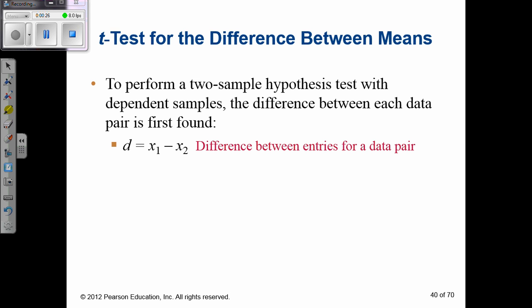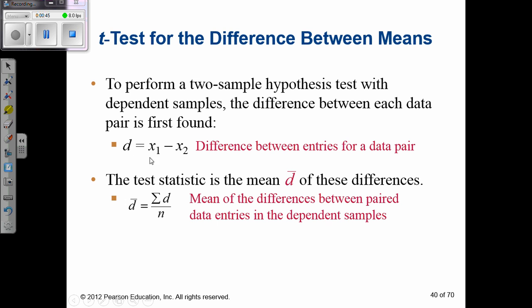To perform a two-sample hypothesis test for paired samples, we'll be looking at the differences between each data pair. So we're going to find the difference, sample 1 minus sample 2, for each data pair. And we calculate these differences. From that, we're going to add up these individual differences, divide by the number of pairs, and that's going to give us what's known as the D bar, or the mean of the differences of the pairs.